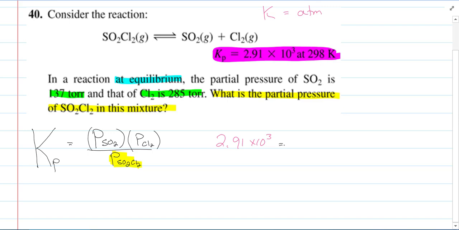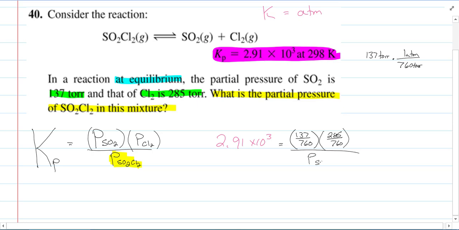Now, how do I get torr to atmospheres, right? So if I have 137 torr, we know that there are 760 torr per 1 atmosphere. So we're just going to divide by 760. So what I'm going to do is I'll take my 137 divided by 760, and Cl2 would be 285 divided by 760, all over the pressure of SO2Cl2. Now, it does not say what units my pressure of SO2Cl2 has to be at all. Does it have to be in torr? Does it have to be in atmospheres? I don't know. Now, if you're doing this, let's say this is a homework assignment on Pearson, it might specify what you have to do. For us, it doesn't say on this example.